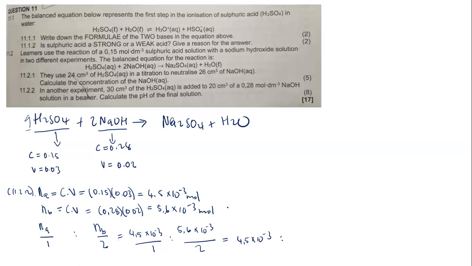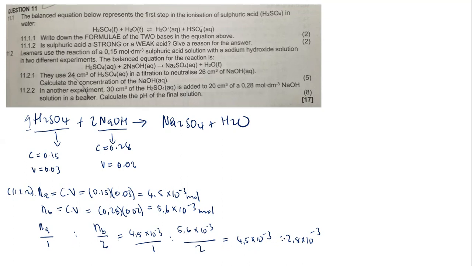Therefore, here we're going to say 5.6 divided by 2. We get 2.8 times 10 to the power negative 3, right? So now this is what we see. This number is greater than this number, okay? So now we jump to the third step. The first step, we calculated the number of moles. The second step, we calculated the what? The number of moles using the stoichiometric coefficient.